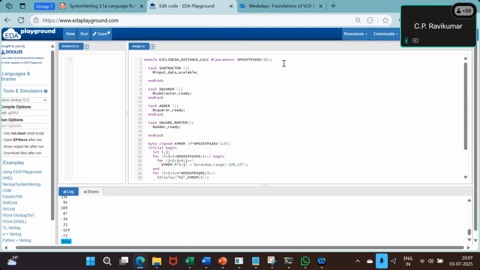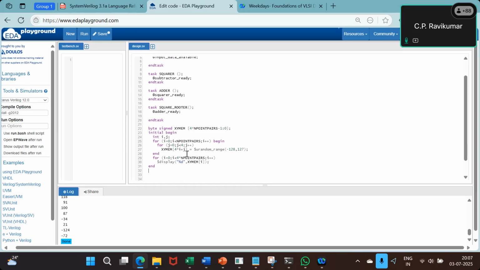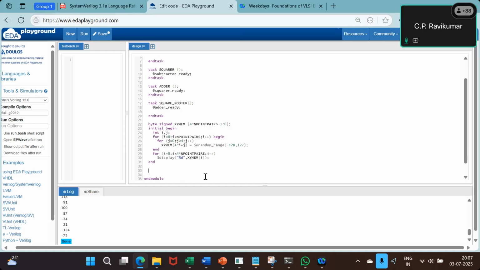We'll assume that there is some buffer here for the subtractor to pick up the data from. Okay, let us call that byte signed. Let us say x1, y1, x2, y2. See, this data will be updated by this main task. Okay, this task knows that my data is now ready.